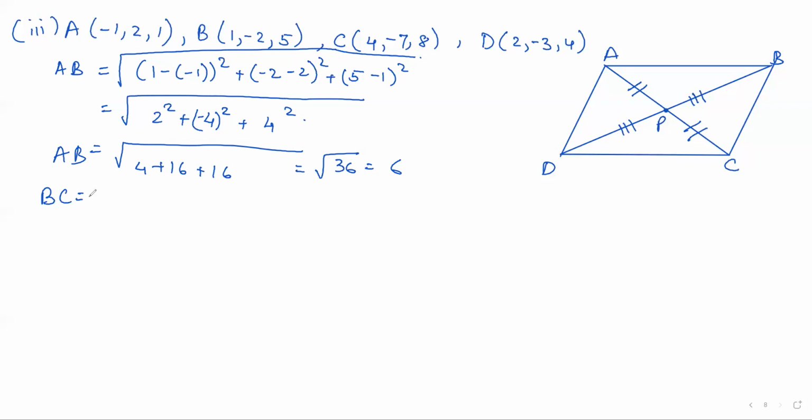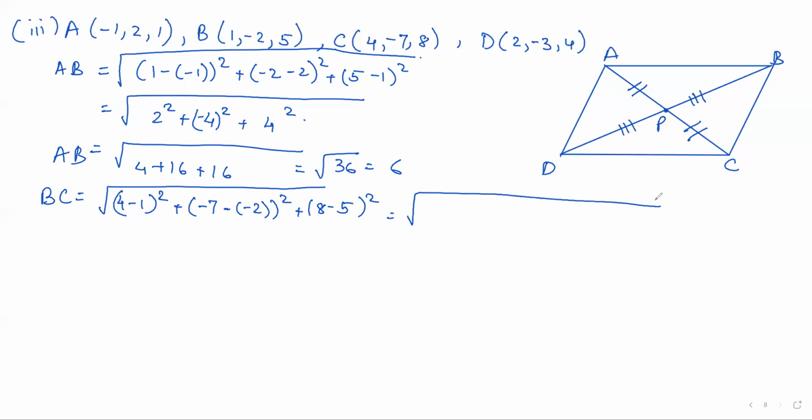BC is equals to root of 4 minus 1 whole square plus minus 7 minus of minus 2 whole square plus 8 minus 5 whole square. This is equals to root of 4 minus 1 square is 9, 3 square, minus 7 plus 2, which is minus 5 whole square, which is 25, plus 8 minus 5 is 3, 3 square 9, 9 plus 9, 18, 18 plus 25, 43.